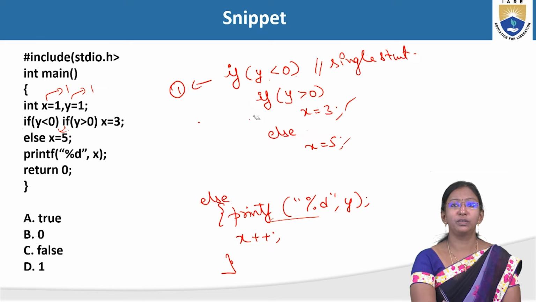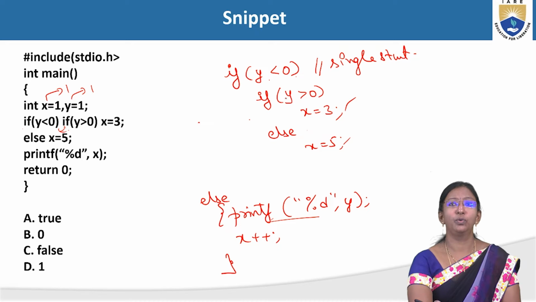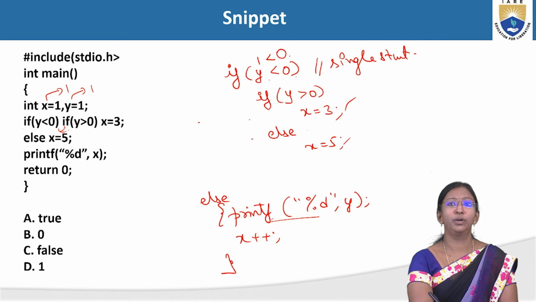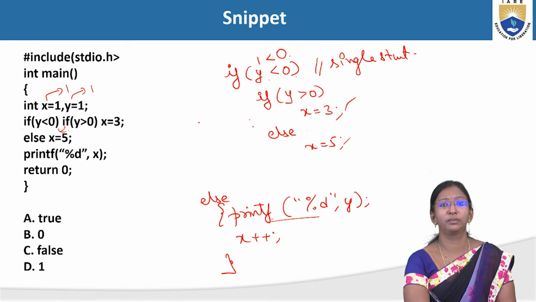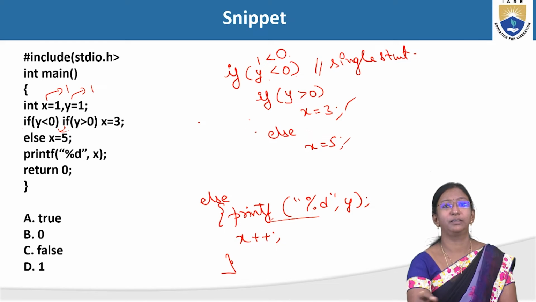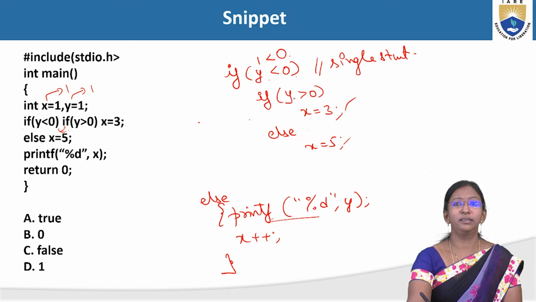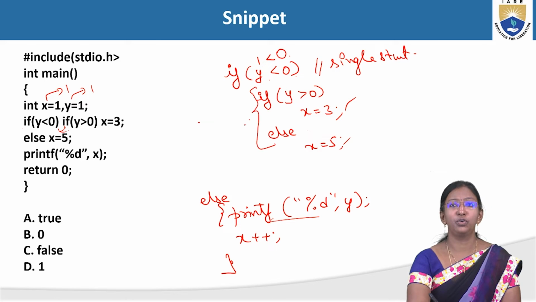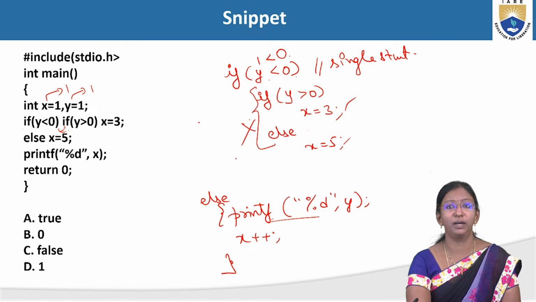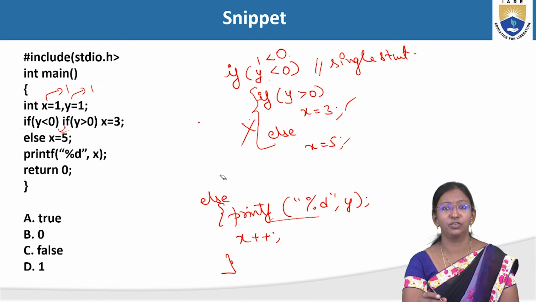I hope you understood the reasoning behind the way they have written it. So the value of y is 1. 1 is less than 0. What do you think, guys? Is it true or false? 1 is less than 0. The condition fails. So this structure is not going to get executed.